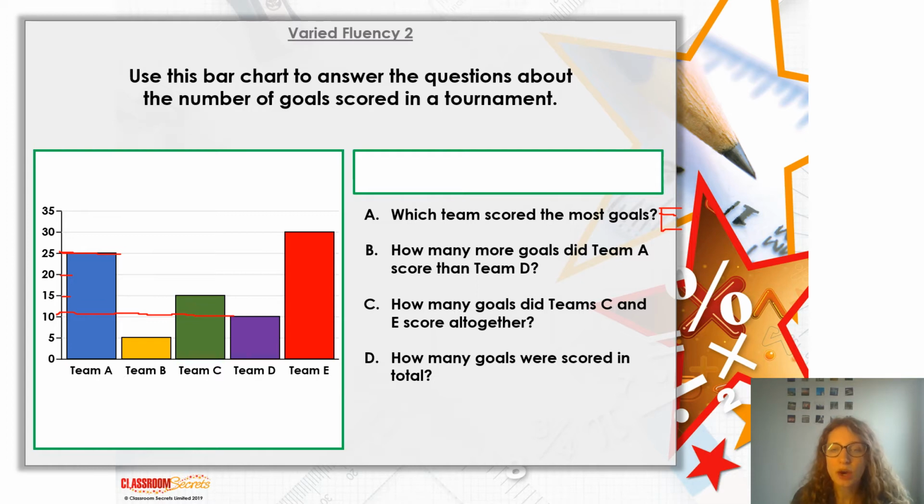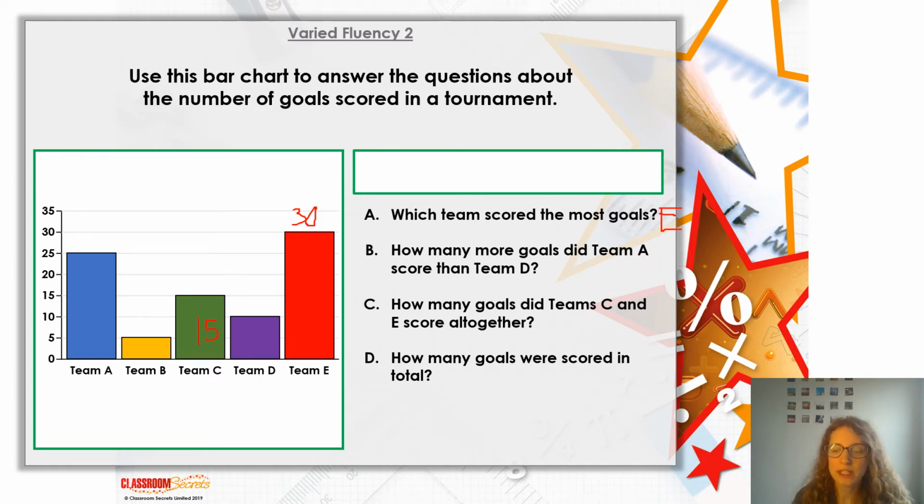How many goals did Team C and E score all together? I'm just going to delete these lines so they don't get in our way. Okay, so Team C and E, sorry. So we've got Team C here. We'll go along. They have scored 15. Team E, which is our highest scoring team, all the way along, they've scored 30. So you would need to add those 2 scores together to get 45.